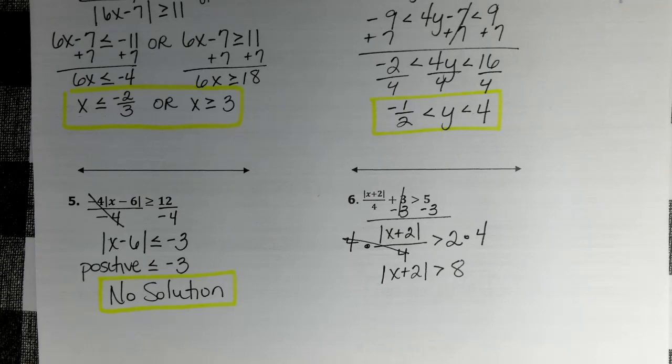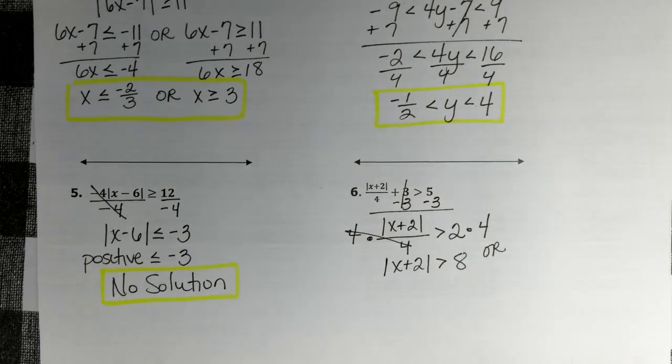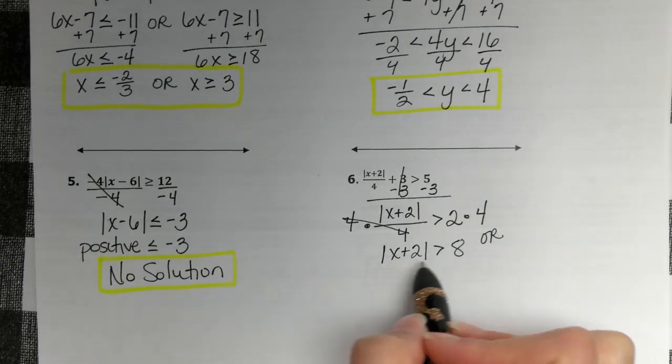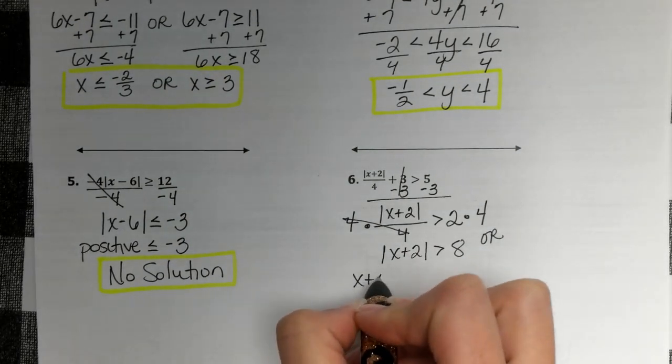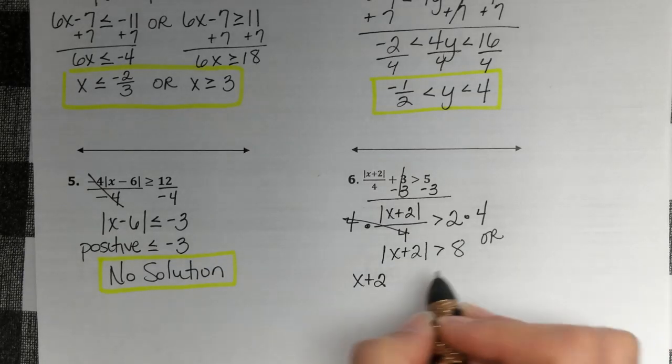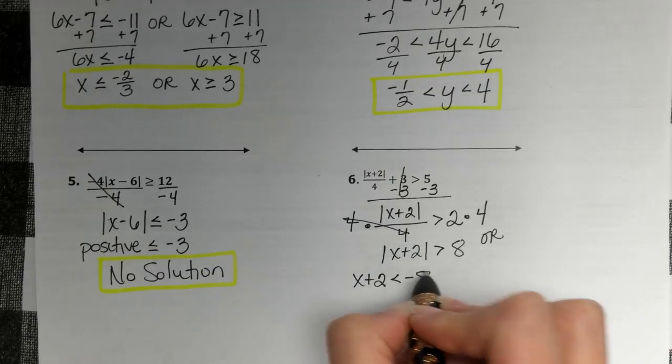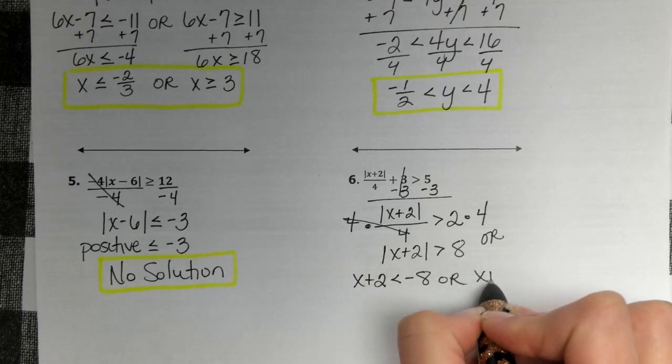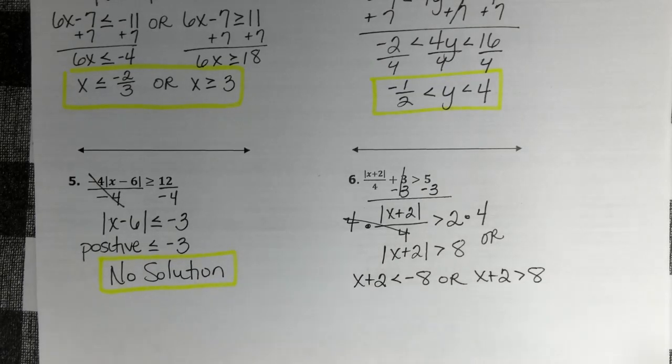Is that an and or an or? It should be an or. So my left inequality is that x plus 2, I know I'm making it negative, negative, I have to flip it, is less than negative 8. Or x plus 2 is greater than my positive 8.